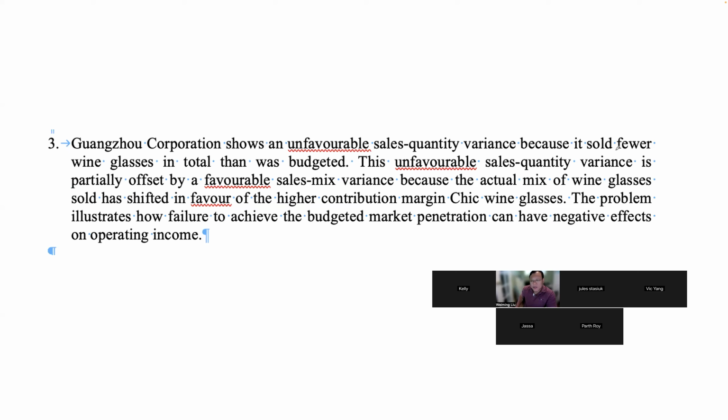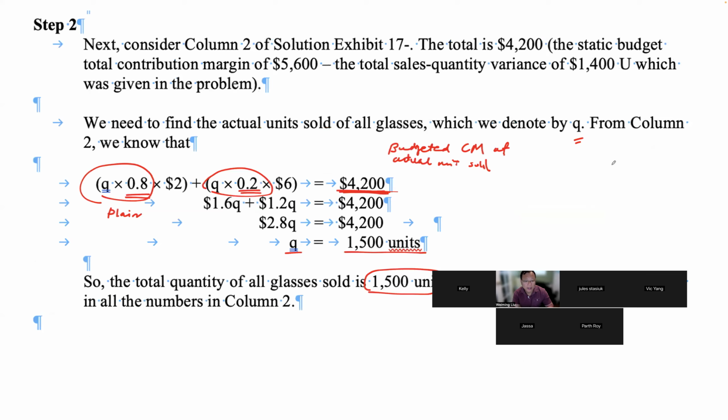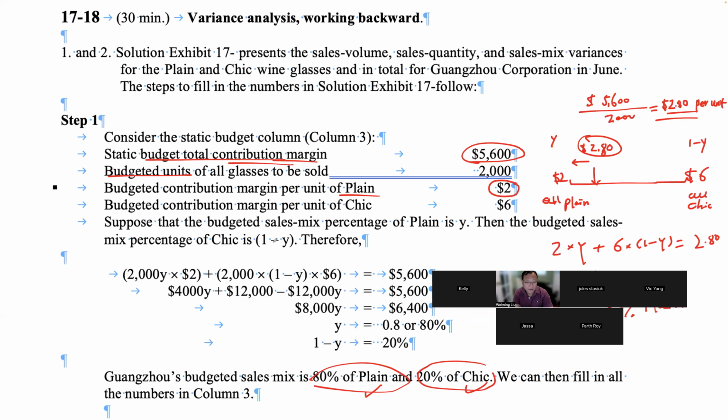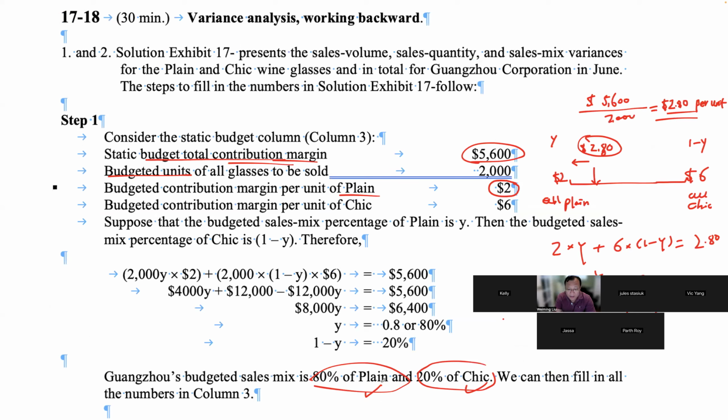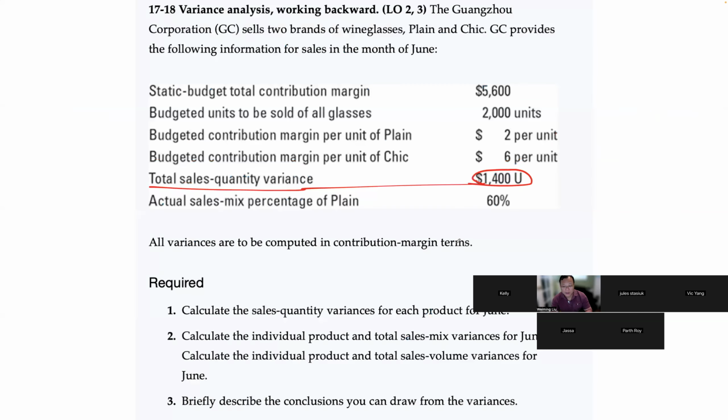This unfavorable sales quantity variance is partially offset by a favorable sales mix variance. Basically, the budget sales mix is 80 for plain, 20 for cake, right? But the actual is 60-40, right?